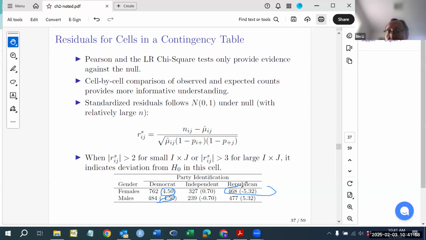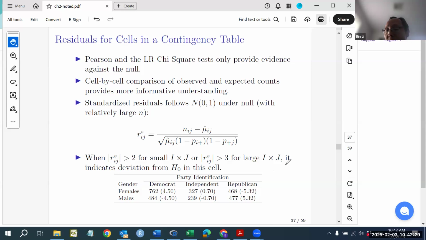And the females in the Republican are much lower than what we expect, right? Or we can say that females are more likely to identify themselves as Democratic, while the males are more likely to identify themselves as Republican, right? And from the residual analysis, this tells us the direction of the deviations, okay?